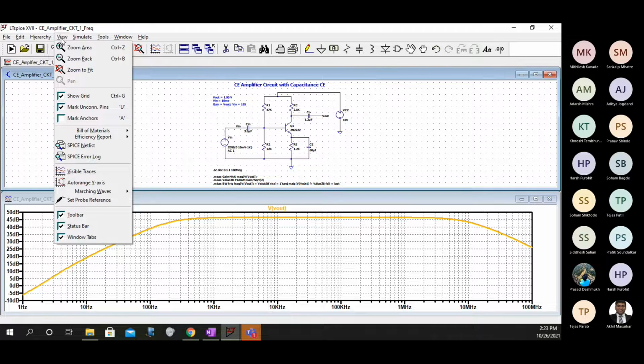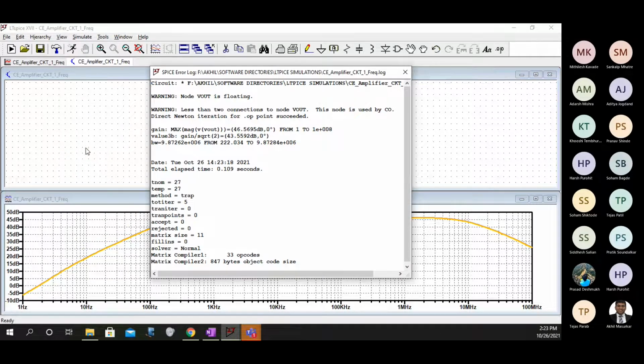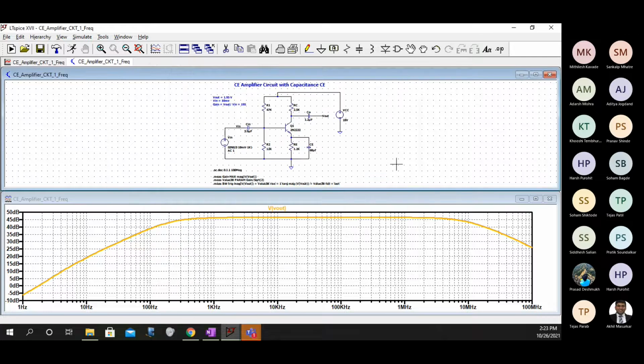So I'm running this. Now you can see here the maximum value of gain is 46.56. The gain value at 3 dBs is 43.5592, and the bandwidth is directly given here. That is, this much is the bandwidth, and it tells you the start frequency, and it gives you the stop frequency too. So if you use these commands, then you will get this.